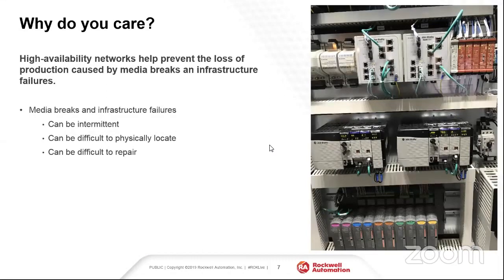High availability networks help prevent the loss of production caused by media breaks in infrastructure and failures. Media breaks and infrastructure failures can be intermittent, so it's not always something you're going to see. In my former life in enterprise IT, we called those ghosts in the network, where it blips every once in a while. I'm not sure where it came from, what happened. Those would be your intermittent issues. They can be difficult to physically locate because you don't know where they came from, and they can also be difficult to repair.